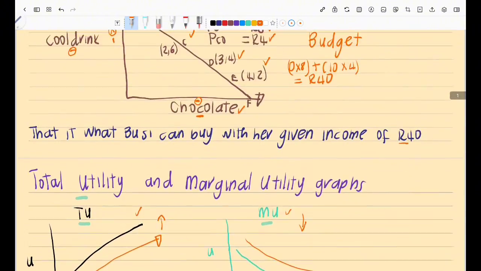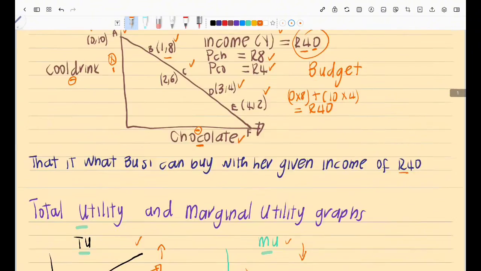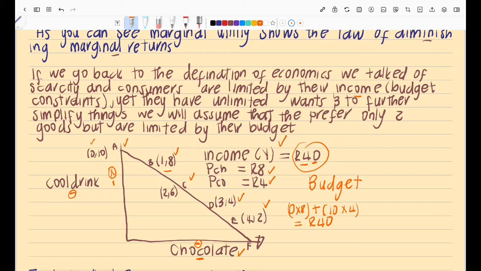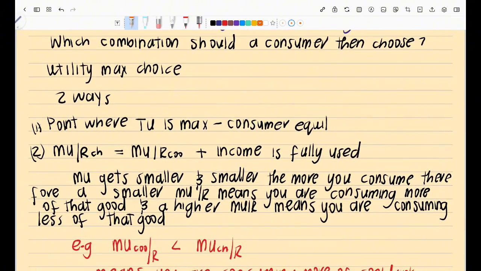So we've talked about 2 things, right? Your preferences, so the goods that you can buy, and your budget constraint, right? And if you check on your budget constraint, you have different points. You have point A, point B, point C, point D, point E. But which point should then Busi choose, right? And to know which point or combination a consumer should choose, you look at the point that maximizes your utility, right? And there are 2 ways you can do this. You can look at the point where total utility is maximized, right? And this point is actually called my consumer equilibrium.